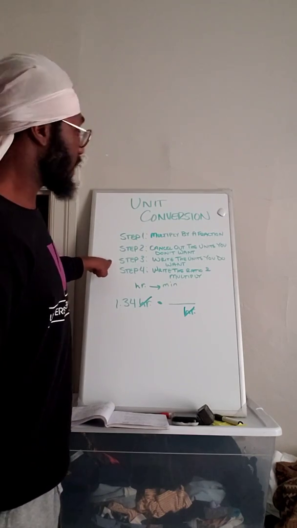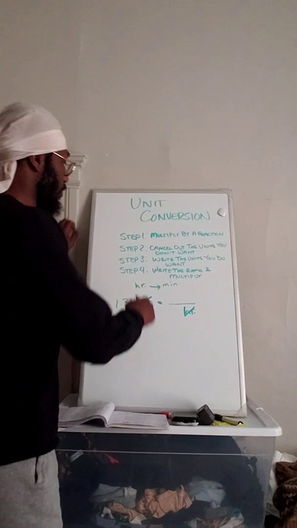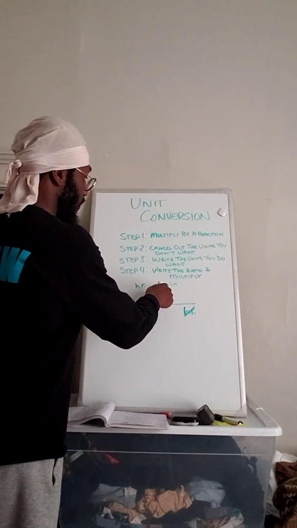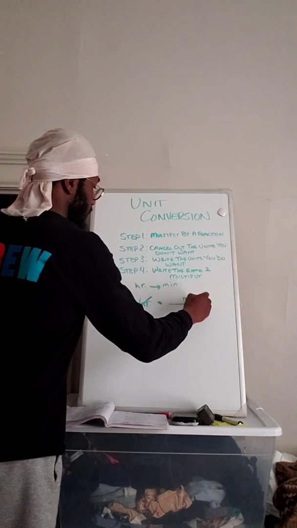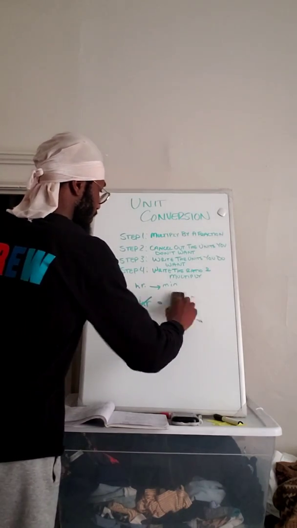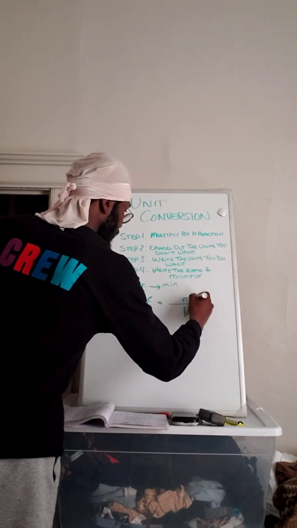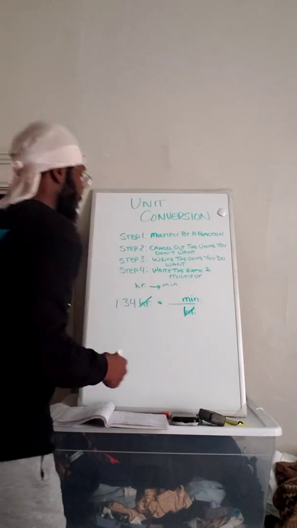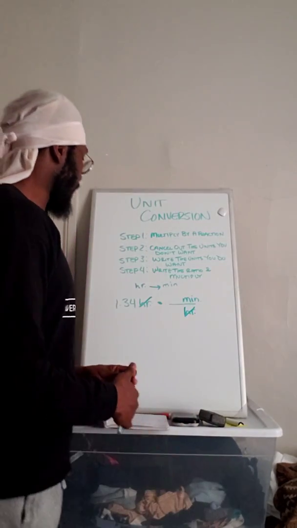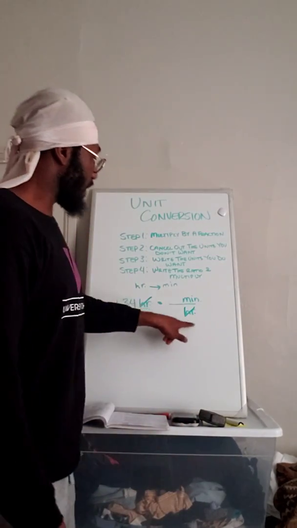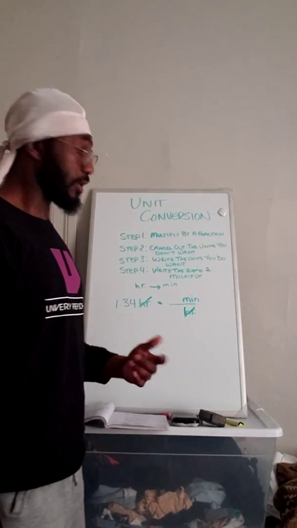So now step 3, it says write the units you do want, all right? Now, remember, we said we want to convert this to minutes. So the units I do want are minutes. Let me rewrite that. All right, so the units I do want are minutes, all right? So now I've got hours canceled out. Minutes is the only unit left, which is the unit I want.